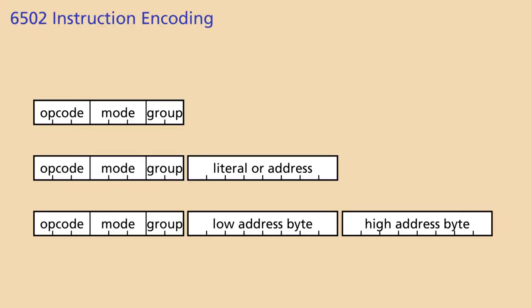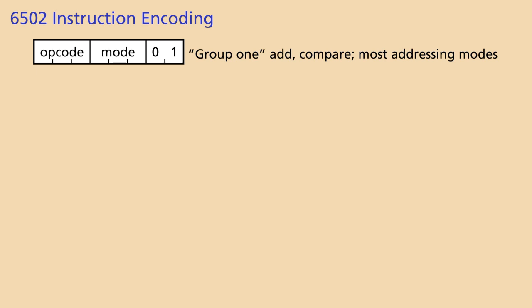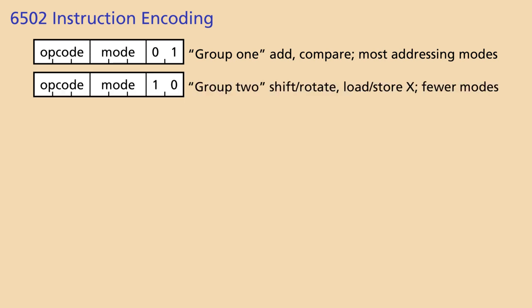The least 2 significant bits in each instruction divide the instructions into 4 groups. The top 3 bits determine the operation, such as add or subtract, and the middle 3 bits determine the addressing mode, mostly. There are many exceptions. Group 1 instructions include the familiar add, subtract, compare, and logical operations with a fairly orthogonal set of addressing modes. Group 2 instructions include shift and rotate, as well as instructions that load and store the X register. These provide fewer addressing modes than those in Group 1.